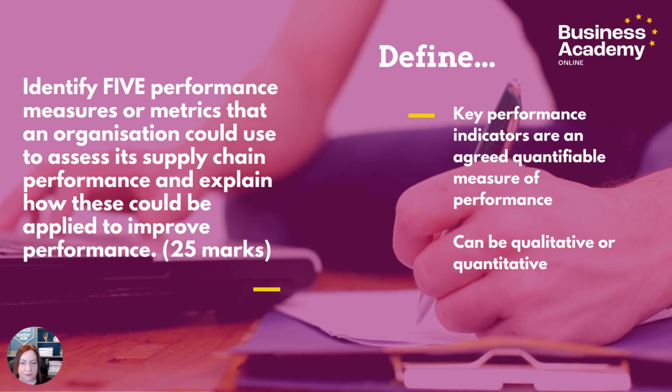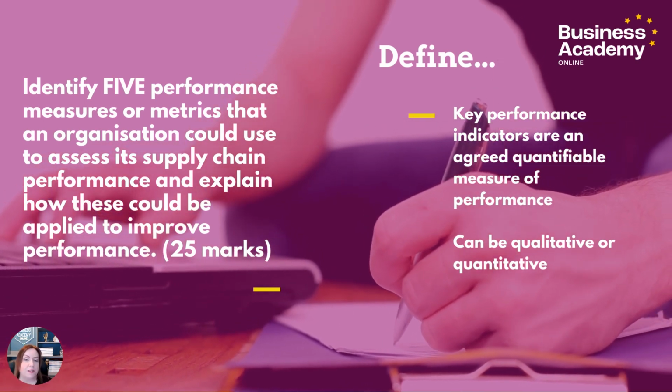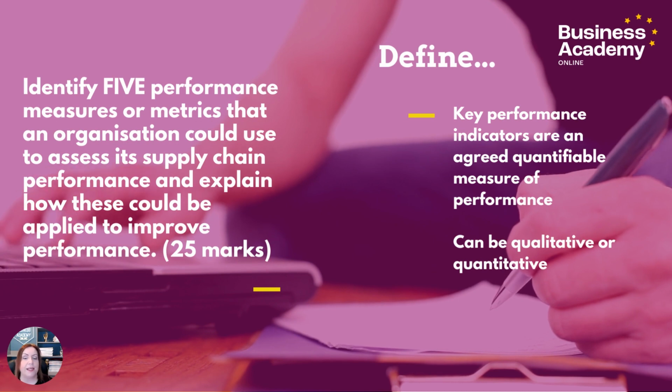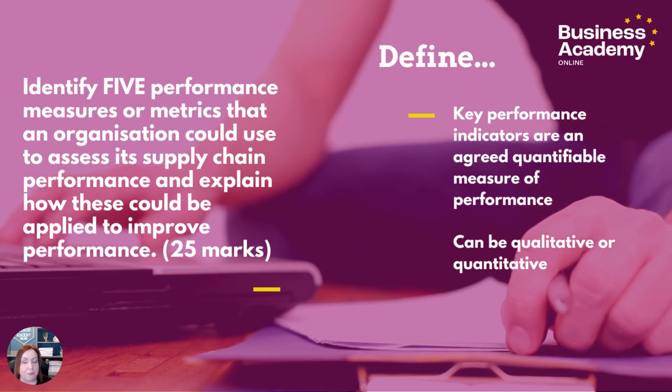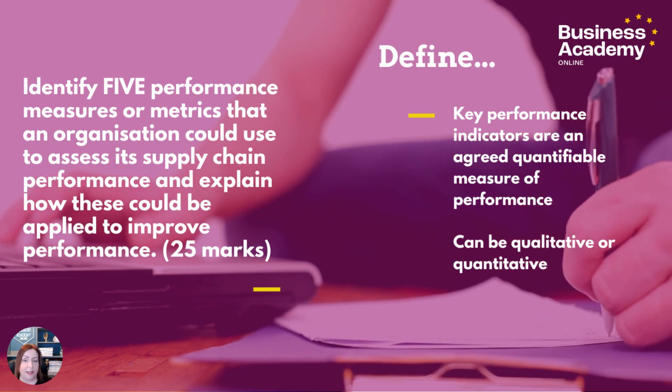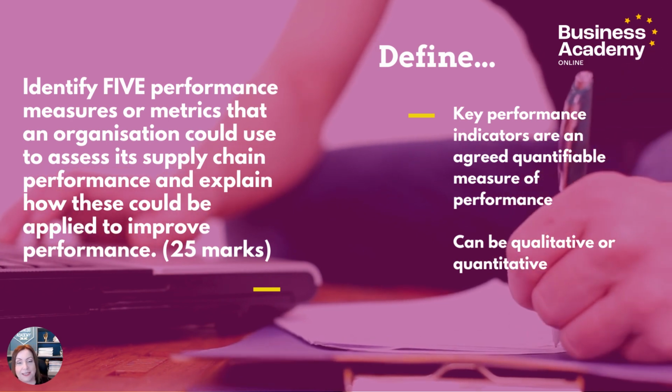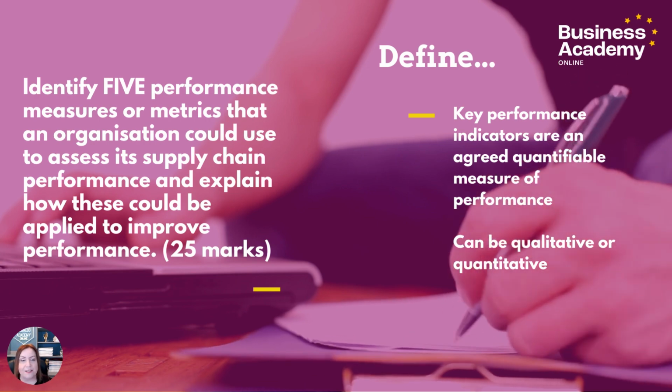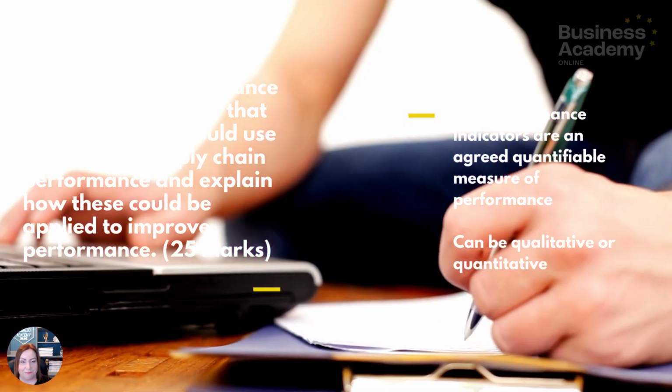So we always start with defining. So it's good to define what a KPI is. A key performance indicator is an agreed quantifiable measure of performance. And these can be qualitative or quantitative. You may want to give some examples of KPIs here, but it's just a brief sentence to start off this question.